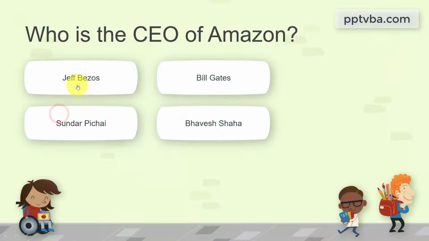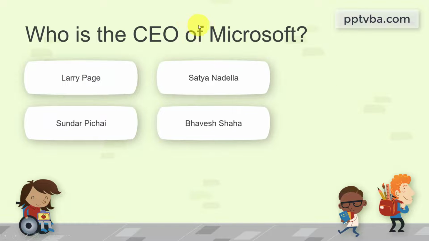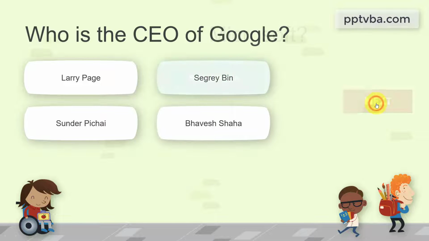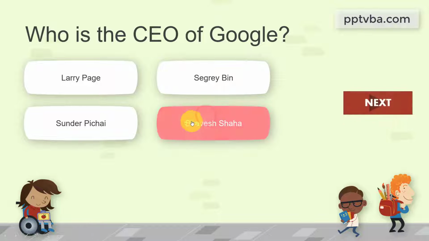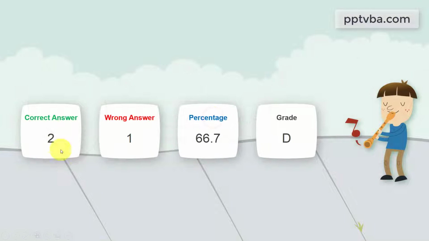Start game. Who is the CEO of Amazon? Jeff Bezos. That is the correct answer. CEO of Microsoft, Satya Nadella, that is the correct answer. Now let me choose a long answer. CEO of Google, Bhavesh Shah, long answer. I click on next. I click on show result. It shows 2 correct, 1 long, 66.7% D grade.